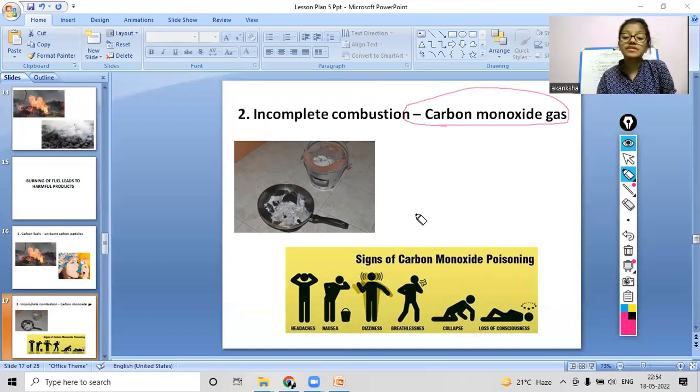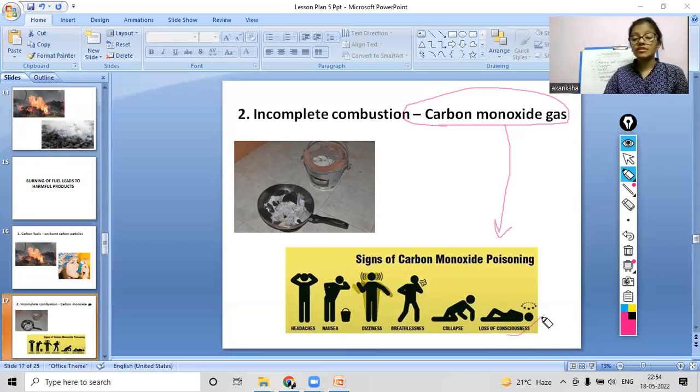Because what happens is there is incomplete combustion and the formation of carbon monoxide. And the formation of carbon monoxide leads to what? It leads to poisoning. It poisons the blood. Carbon monoxide mixes with the blood and takes away the oxygen. Thus, it suffocates our body, and we will breathe less and less, and there will be less oxygen present in our body, which will lead to what? It will lead to breathlessness, right? And then we will slowly lose our consciousness, and in severe cases we can die.